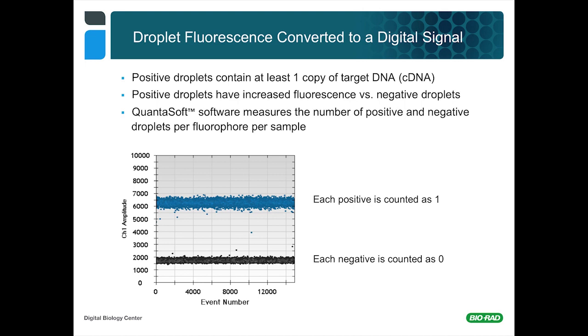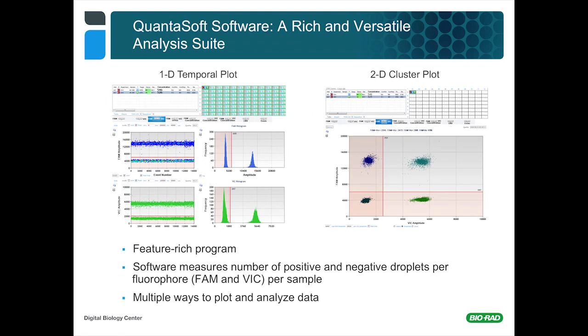You'll see in the next slide, again, this 1D or temporal view, again showing in the blue the same well I showed you for FAM, and you can have a view that also shows you your second channel if you're doing duplex or higher plex reactions. You can see both the positive and negatives for those.